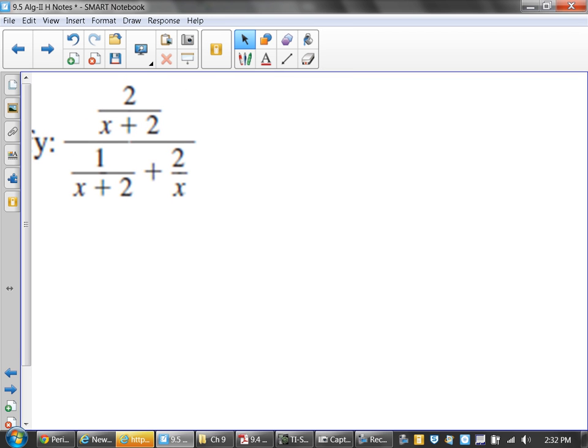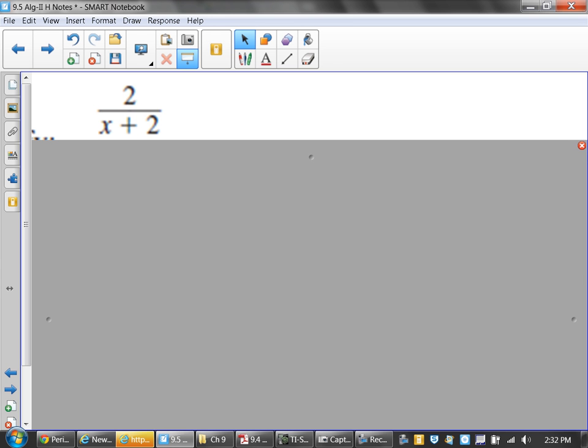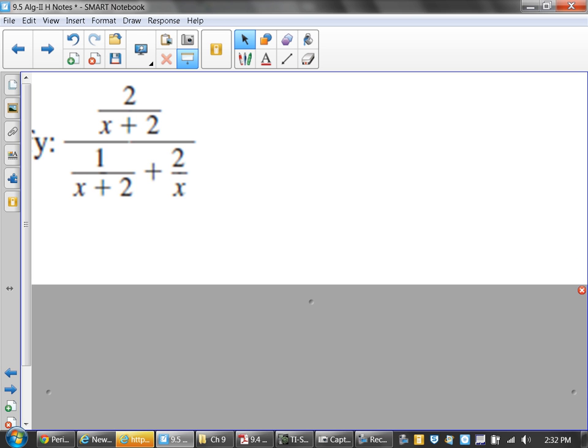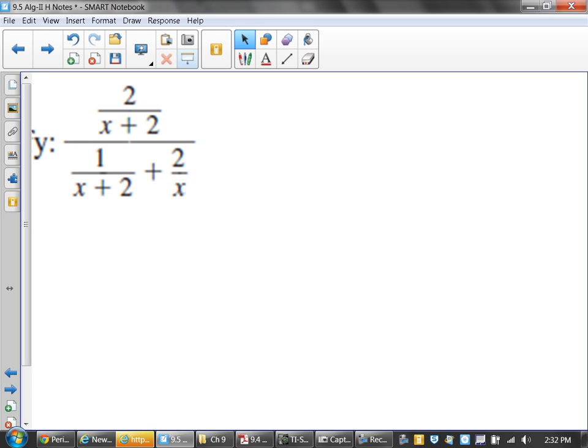When I'm looking at this, do I need to do anything with this top part? Is there anything I need to do here? No, you can't do it. There's no common denominator; it's just 2 over x plus 2. It's just a term. And the bottom part, I need to get a common denominator to make that work, right? So I'm not going to worry about the numerator fraction, if you will. I'm going to work with the denominator fraction. You always work from the bottom up.